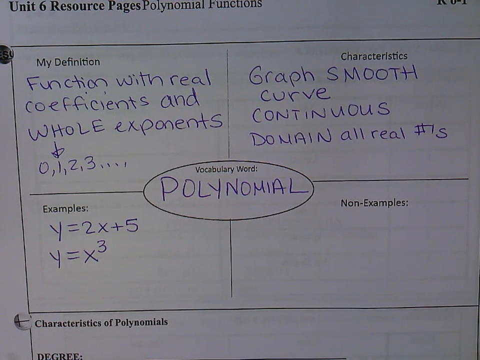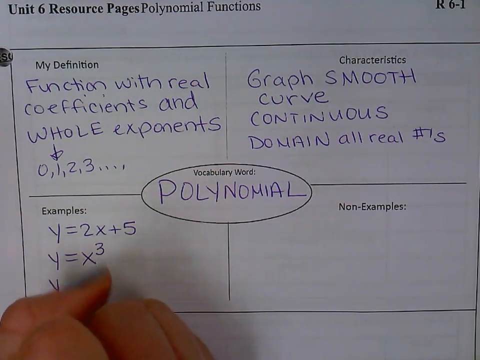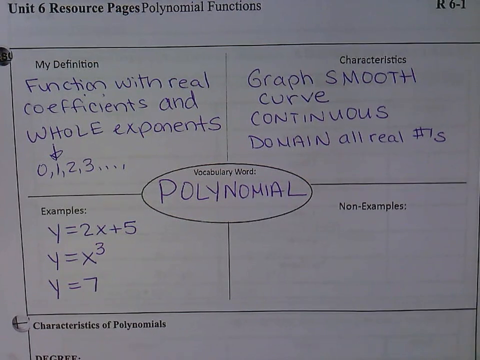Something else that's a polynomial function. y equals 7. That's a constant line, right? So y equals 7 is a constant function.